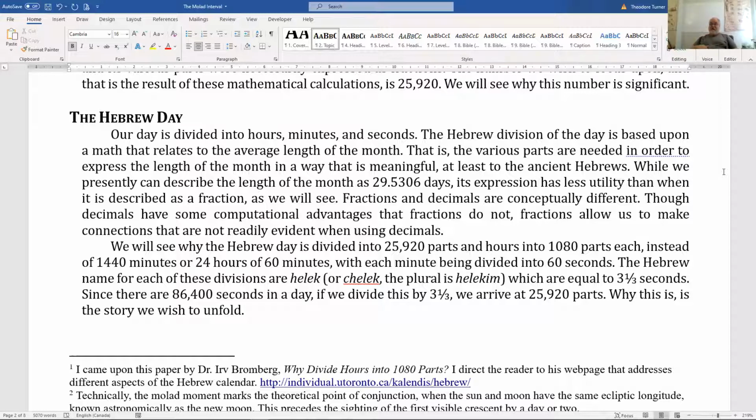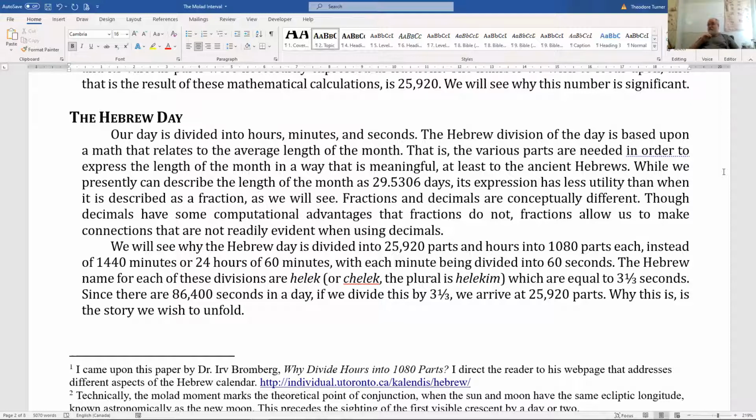So the Jews did not use seconds and minutes to divide their hours. They divided their hours into these chelek. So how many seconds are there in an hour? How many seconds in an hour? Yeah, 3,600. So you just multiply 60 by 60, right?